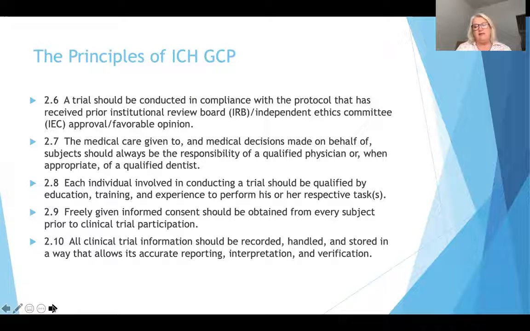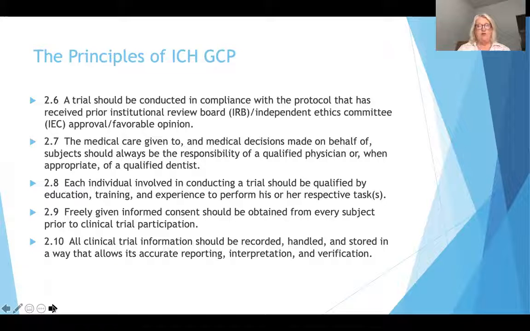The medical care given to, and medical decisions made on behalf of, the subject should always be the responsibility of a qualified physician or, when appropriate, a qualified dentist. Again, we're looking at worldwide kinds of things. Each individual involved in conducting a trial should be qualified by education, training, and experience to perform the assigned tasks.